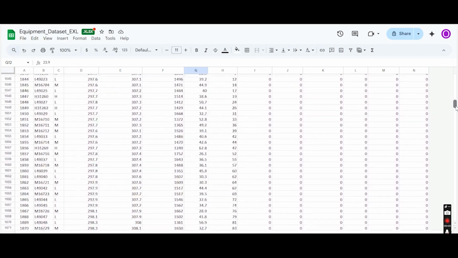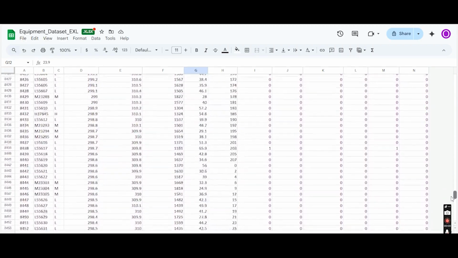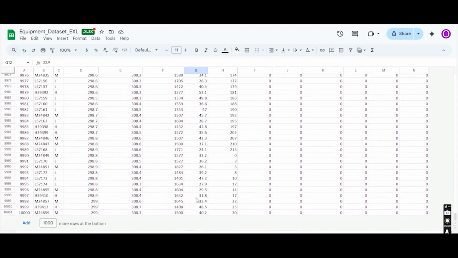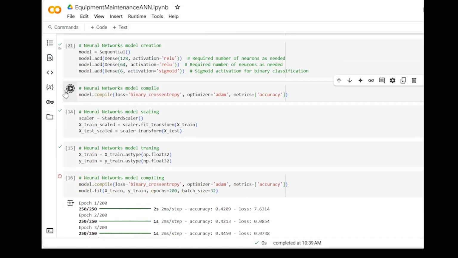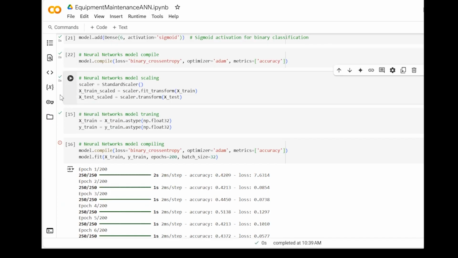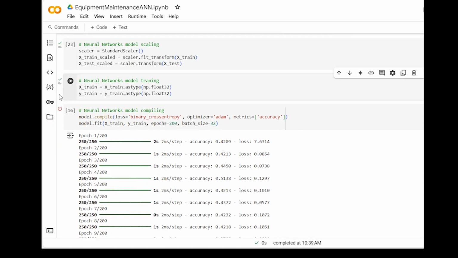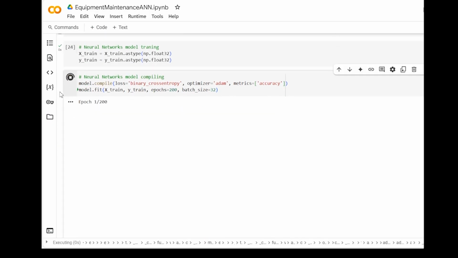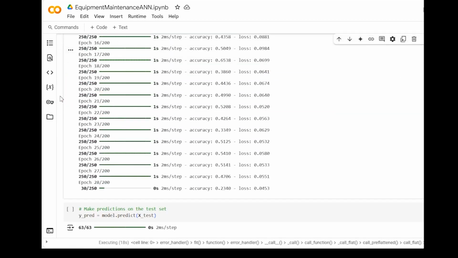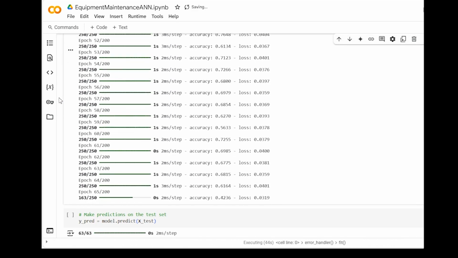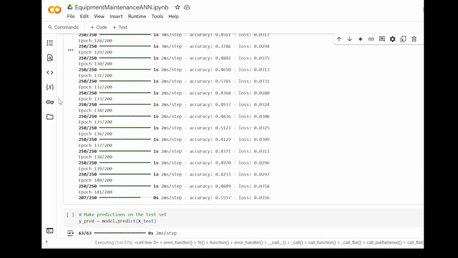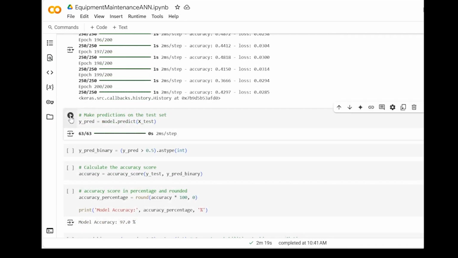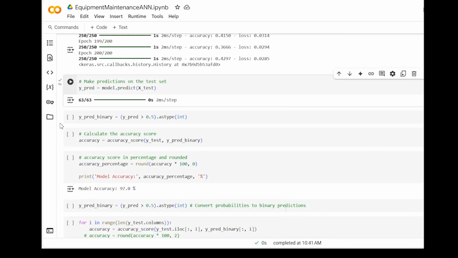The source file consists of 10,000 rows of data. That's a good amount of data to train the model. The model is being prepared using artificial neural networks, called ANN. The model learning is started. Let's prepare the model for prediction and accuracy.